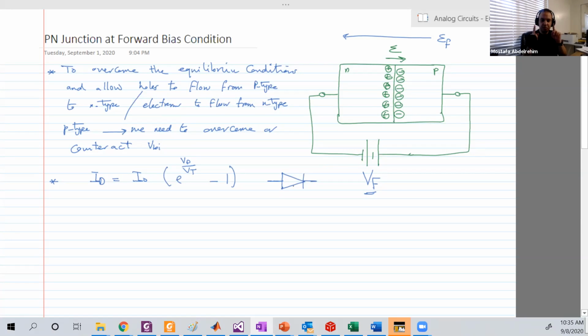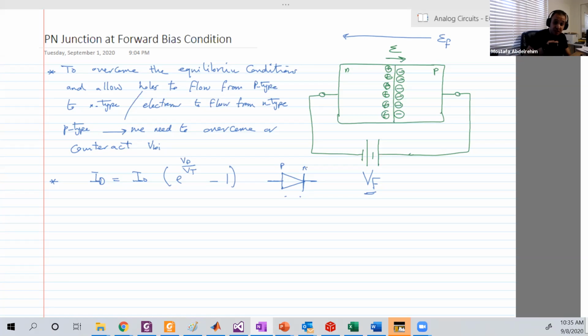Remember, we have two sides, P and N, right? So this symbol says that you have two sides. This is the symbol for the P side. This is the symbol for the N side. And why is it not symmetrical? Why are they different? Because current can flow only from one side to the other, not in the general case.